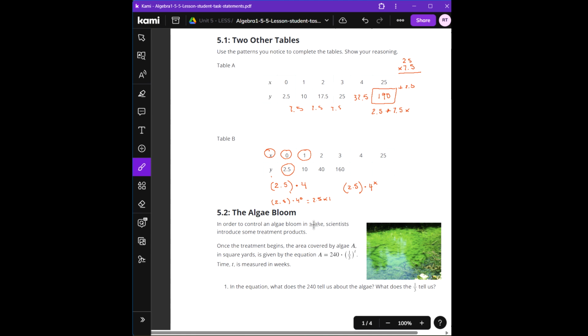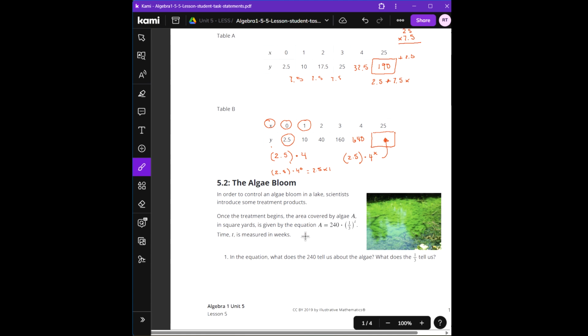And so this right here, we'll put 640. Okay, and then this one right here, I'm just going to have you write down the equation there. You can figure it out if you want to.